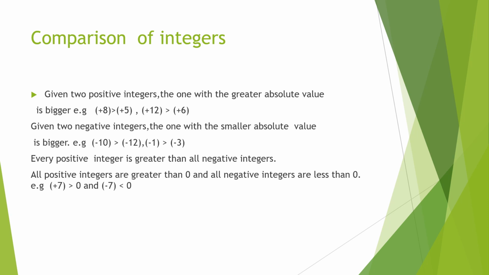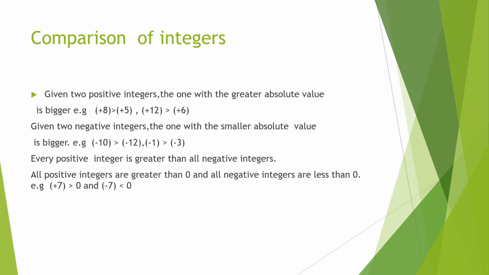For example, if we take plus 8 and plus 5, out of them, plus 8 is having the greater absolute value, therefore plus 8 is greater than plus 5. Similarly, plus 12 and plus 6. Plus 12 is having the greater absolute value, therefore plus 12 is greater than plus 6.